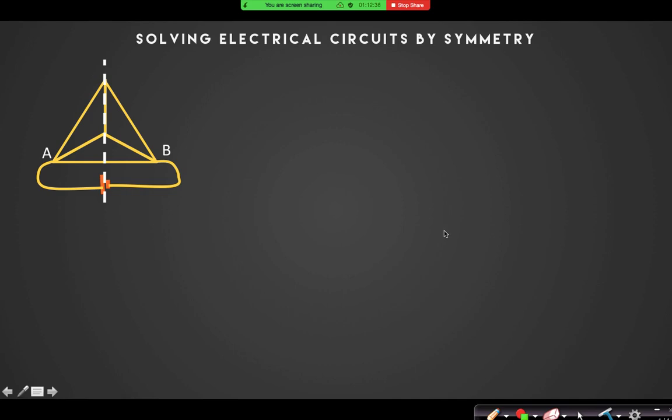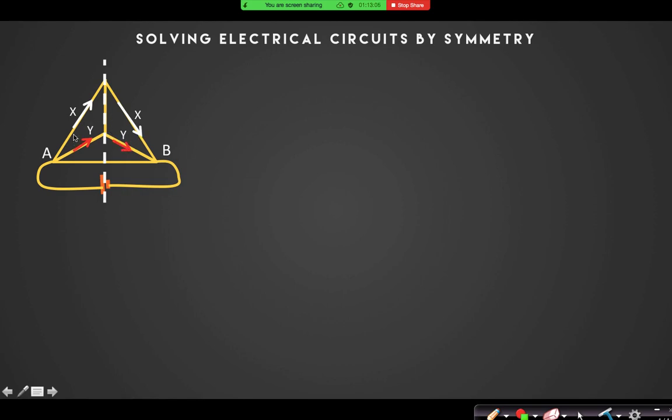So one thing you can definitely say is that if this branch is carrying current X, then this image branch will definitely carry the same current X, right? Because you cannot put any bias between these two branches. They are absolutely symmetrical. Similarly, if I say that this branch is carrying current Y, then this branch will also carry the same current Y.